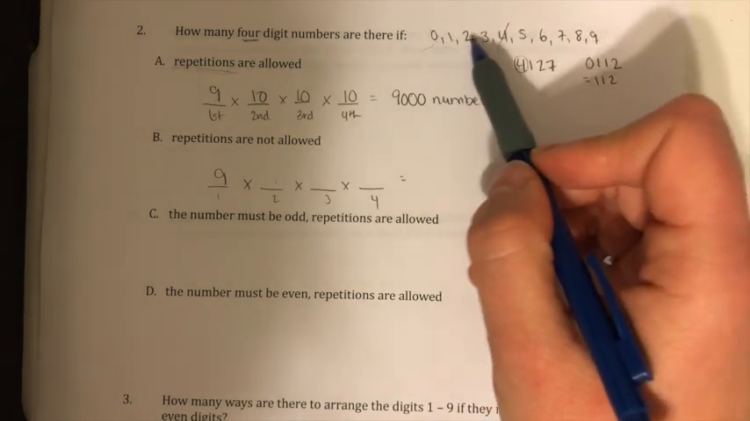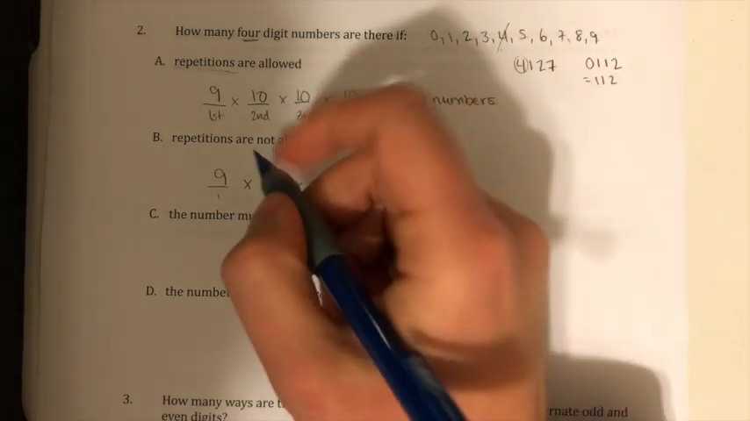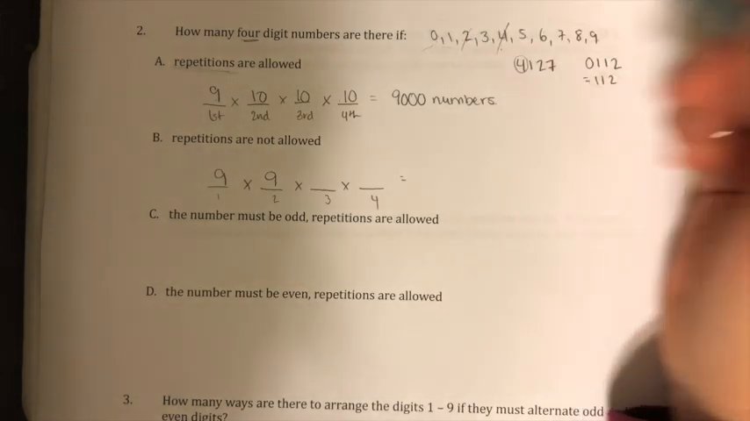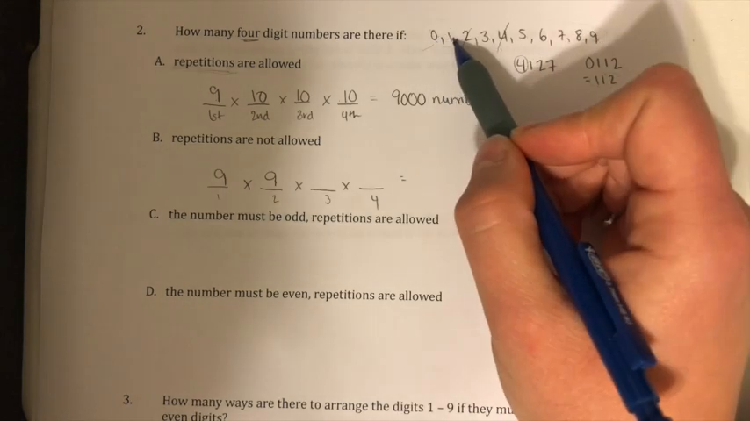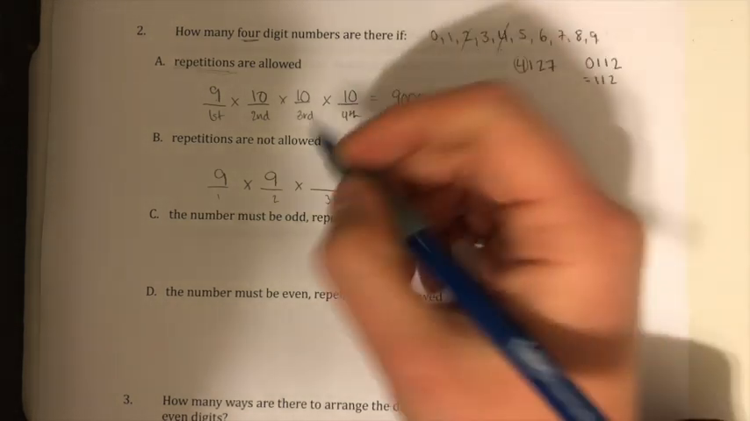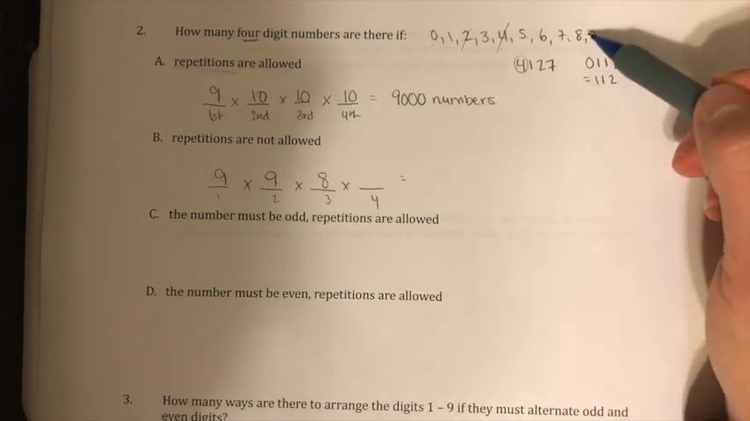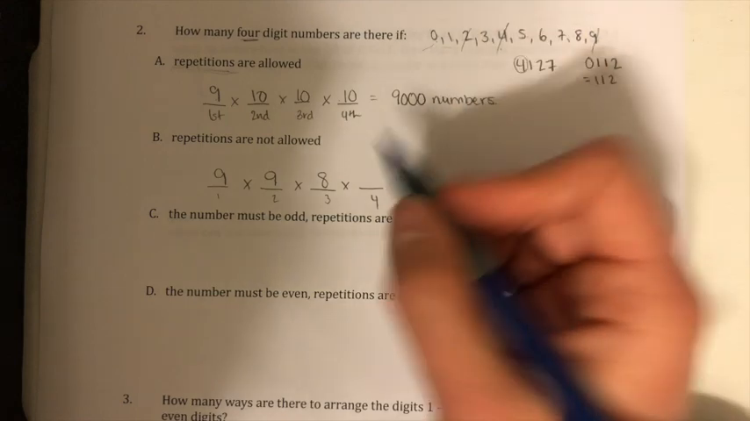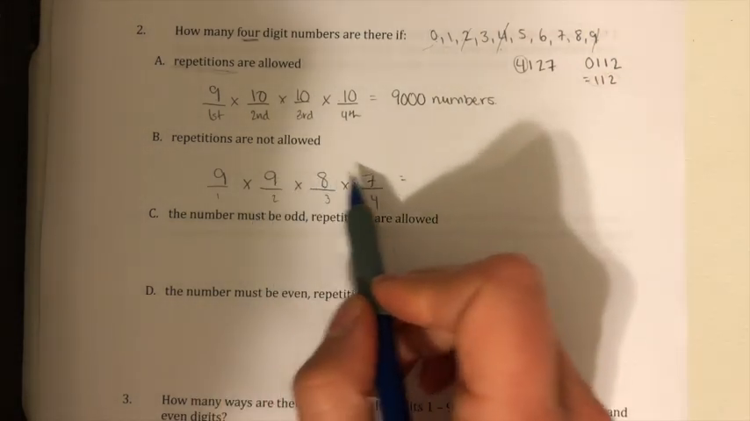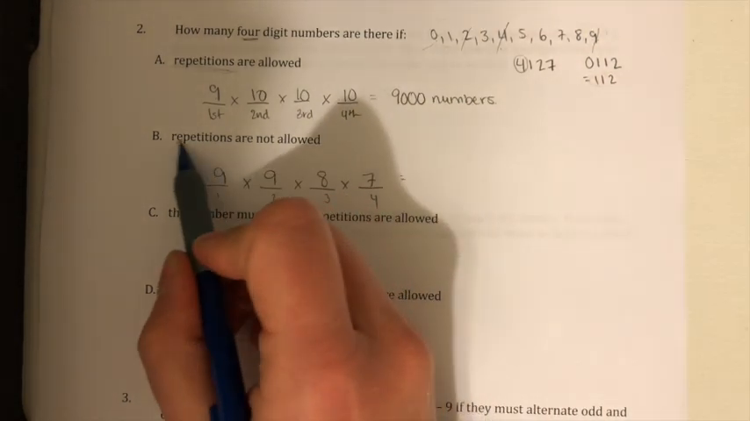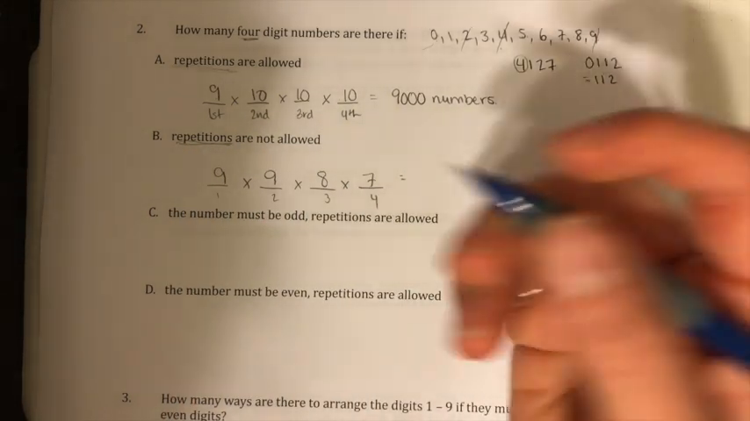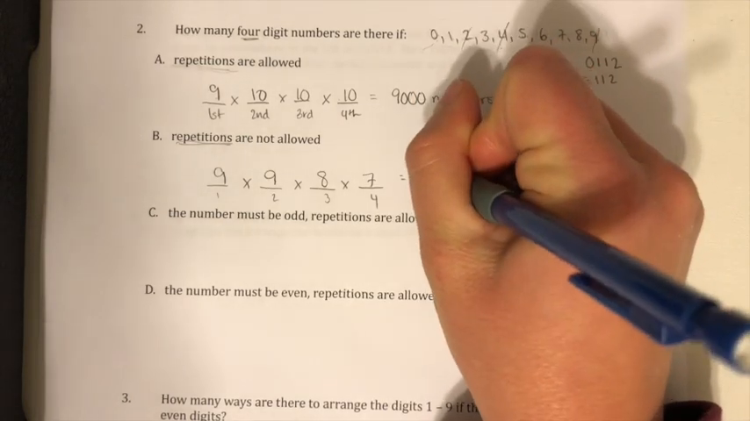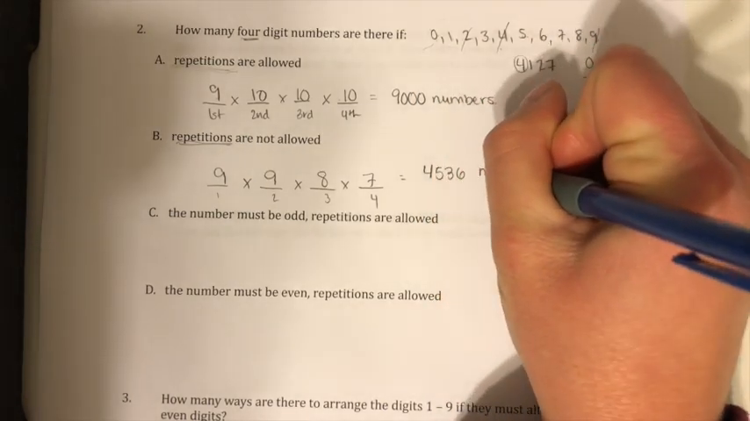So now we only have 1, 2, 3, 4, 5, 6, 7, 8, 9 options for the second digit. Then let's say we used a 2. So now we only have 1, 2, 3, 4, 5, 6, 7, 8 options for the third digit. Now let's say we used a 9. Now we only have 1, 2, 3, 4, 5, 6, 7 options for the fourth digit. So our number of options decreases because we're not allowed to repeat those digits. Okay, so 9 times 9 times 8 times 7 is 4,536 different numbers.